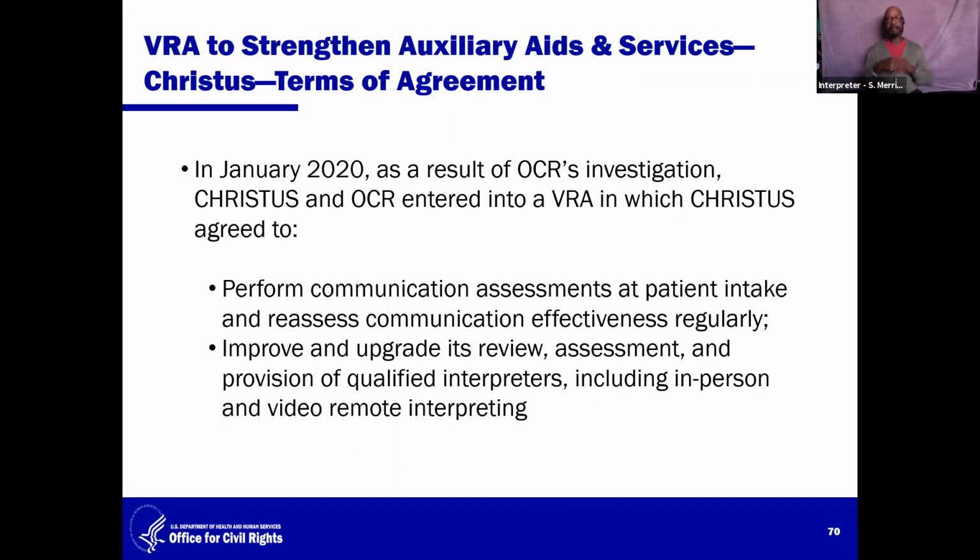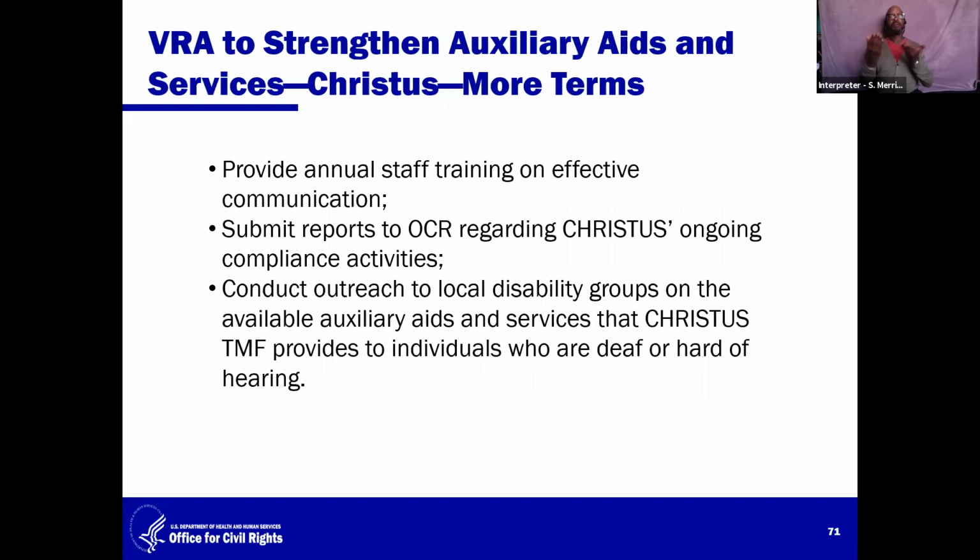In January 2020, as a result of the investigation, Christus and OCR entered into a voluntary resolution agreement in which Christus agreed to perform communication assessments at patient intake and reassess communication effectiveness regularly, improve and upgrade its review, assessment, and provision of qualified interpreters, including in-person and video remote interpreting, provide annual staff training on effective communication, submit reports to OCR regarding Christus's ongoing compliance activities, and conduct outreach to local disability groups on the available auxiliary aids and services that Christus provides.